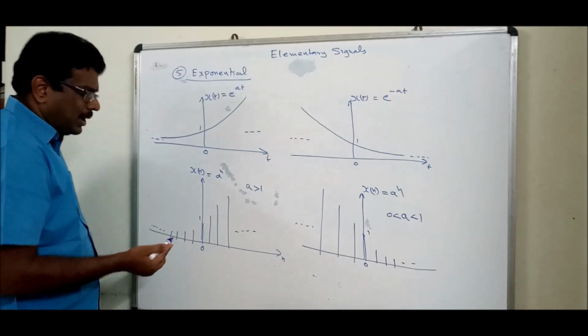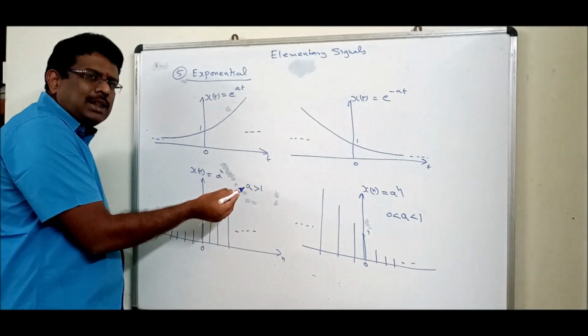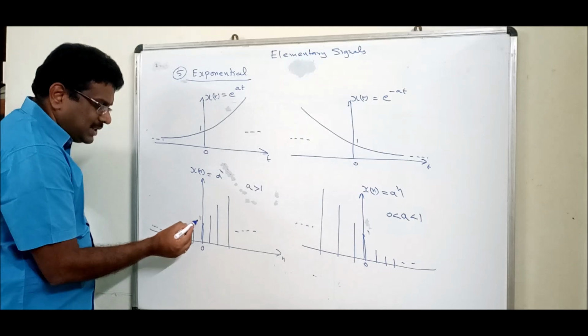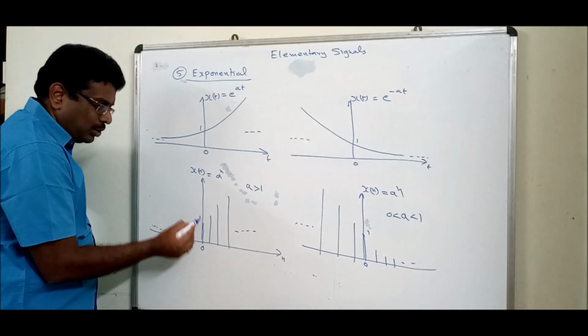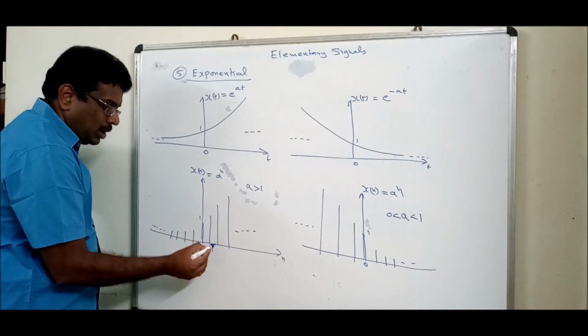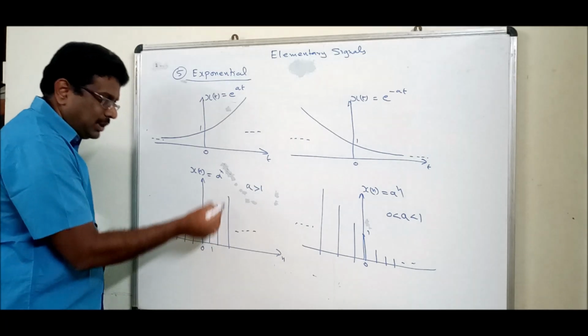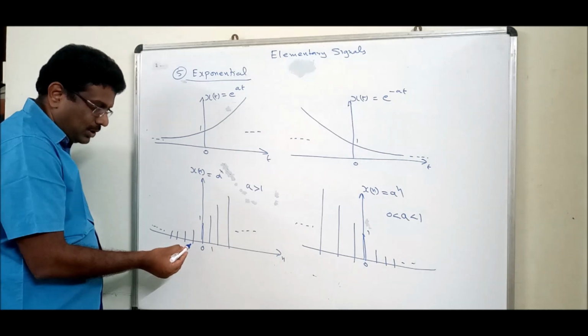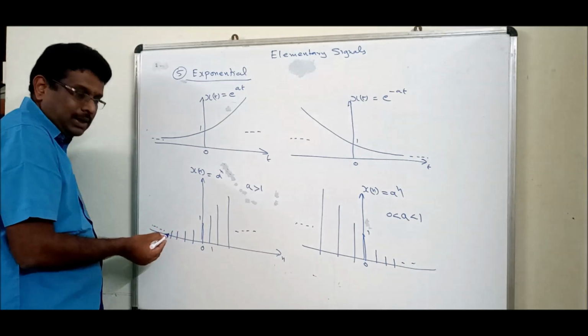One small recap. Can you assume a value which is greater than 1? Yes, 2. So if I substitute 2 power 0, it is 1; 2 power 1 is 2; 2 power 2 is 4; 2 power 3, yes, it's growing. 2 power minus 1 is nothing but 0.5.